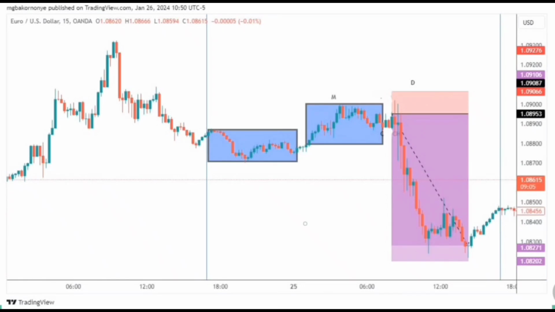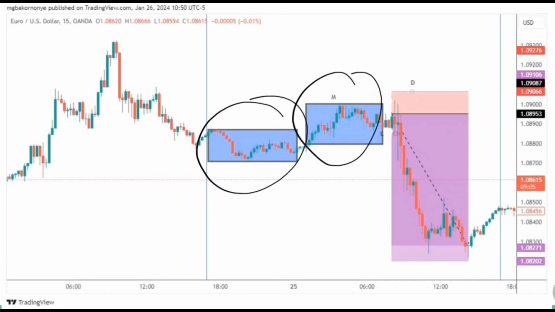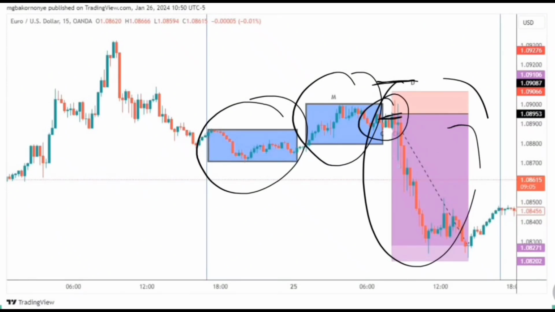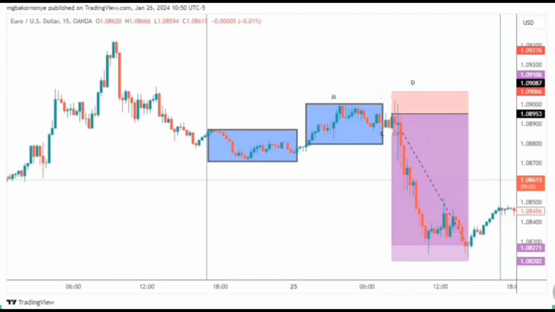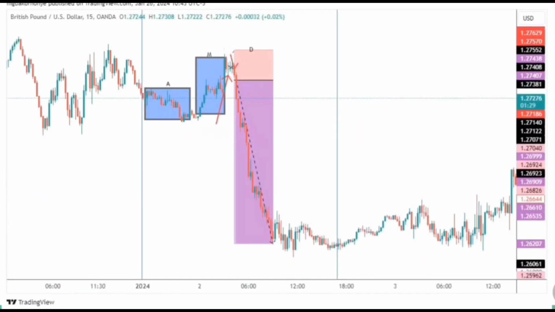We have installed the period separator. This is where we've installed the period separator. This is the accumulation, manipulation, distribution. You see the stop loss, small stop loss right here, entry after smart money entry confirmation strategy, and down. This is your take profit right here. Very lovely strategy that will help you to make a lot, and be on the right side of the market.